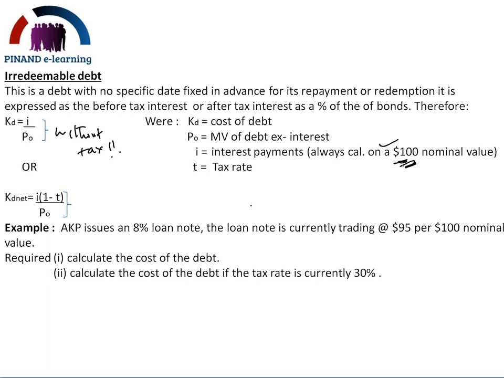Please take note. Now, you could be given in the question a tax rate. That means the examiner wants you to factor in tax into your calculation of what? Cost of debt. So, if you're going to factor in tax, the formula becomes I, open bracket, 1 minus the tax rate, close bracket, all over PO, which is the market value of the bond, ex interest. So let me put this here, with tax.